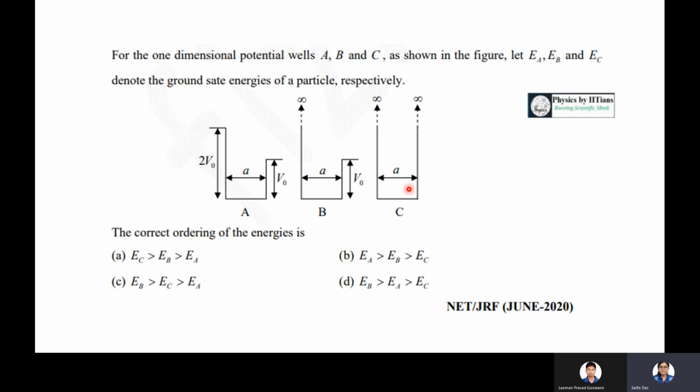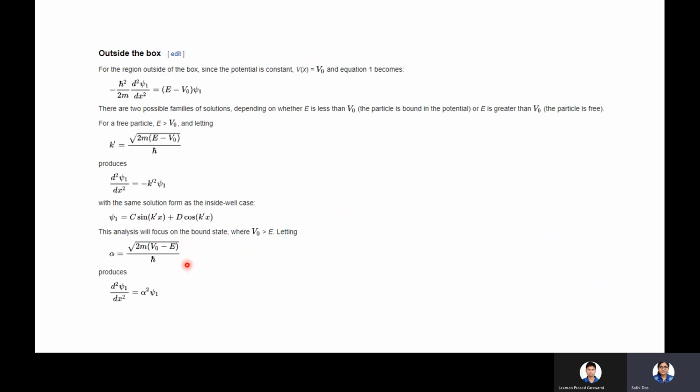So energy of the particle will be maximum for this case, it will be less for this case, it will be least for this case. So the correct order of ground state energy for the particle is EC is greater than EB is greater than EA. The option A is the correct answer.